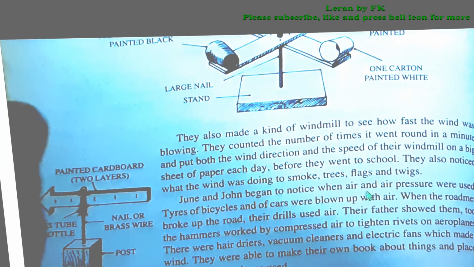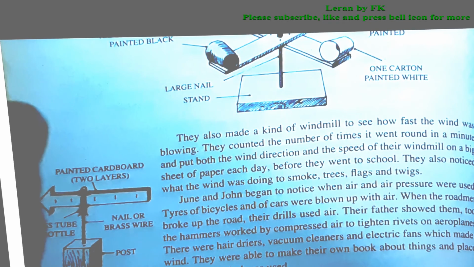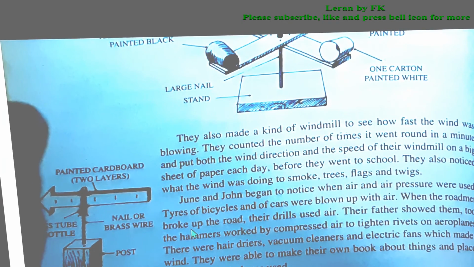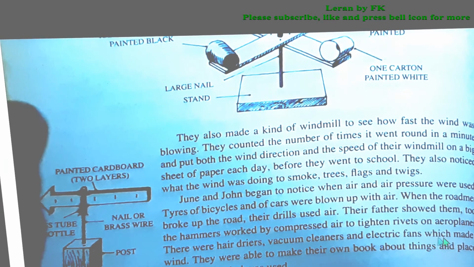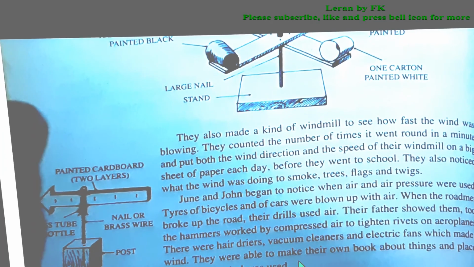June and John began to notice where air and air pressure were used. Tires of bicycles and of cars were blown up with air. When the roadman broke up the road, his drill used air. Their father showed them a hammer worked by compressed air to tighten rivets on airplanes. There were hair dryers, vacuum cleaners, and electric fans which made a wind. They were able to make their own book about things and places where air or wind was used.